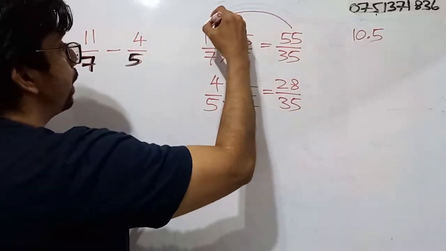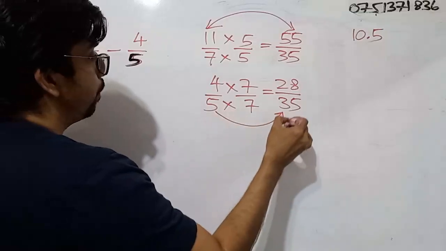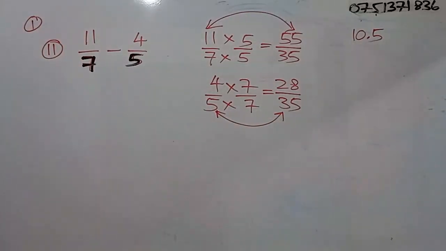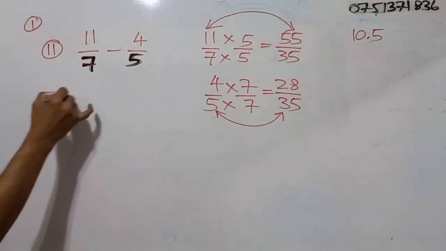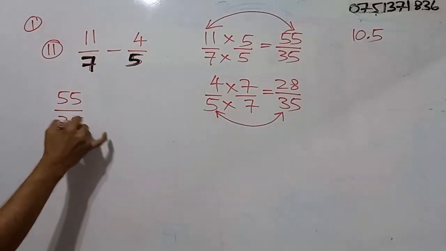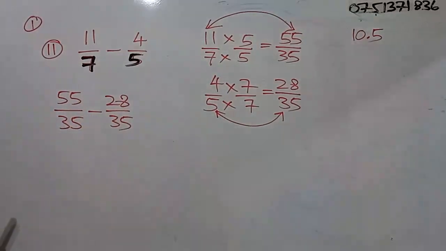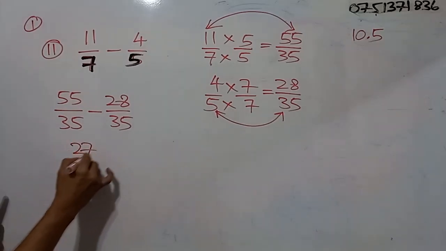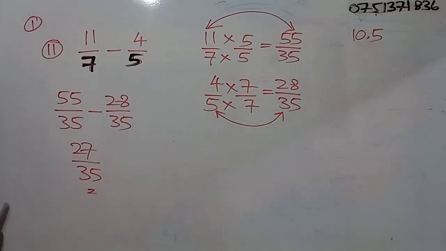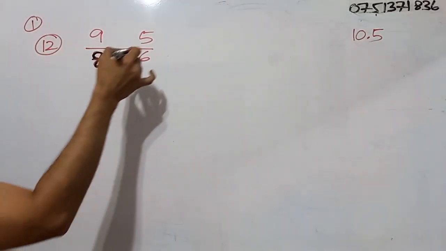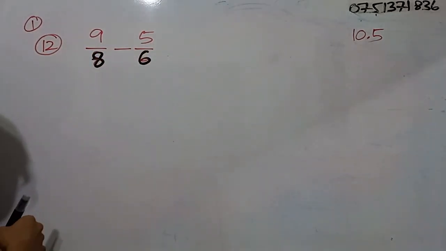Now these two fractions and these two fractions are what? Equivalent fractions. So I can rewrite this as what? 55 by 35 minus 28 by 35. So what will be the outcome of this? 27 by 35, no?